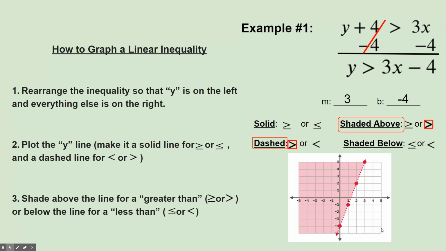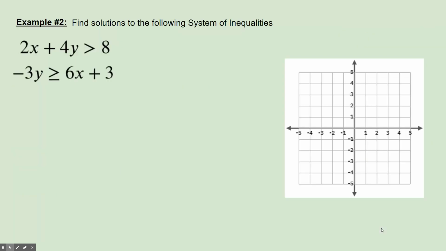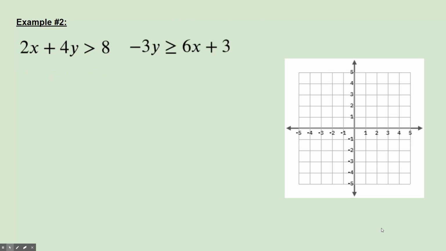But now we're going to get into a system of inequalities, which means two or more inequalities. So for my first example of two inequalities, we're going to find solutions to the following system of inequalities. So we have two inequalities here. Now, neither one has y by itself. So I'm going to rewrite it first because I want to solve each one for y. So my inequality on the left, I'm going to move the 2x over first to the other side. And so then I'm left with 4y is greater than -2x plus 8.